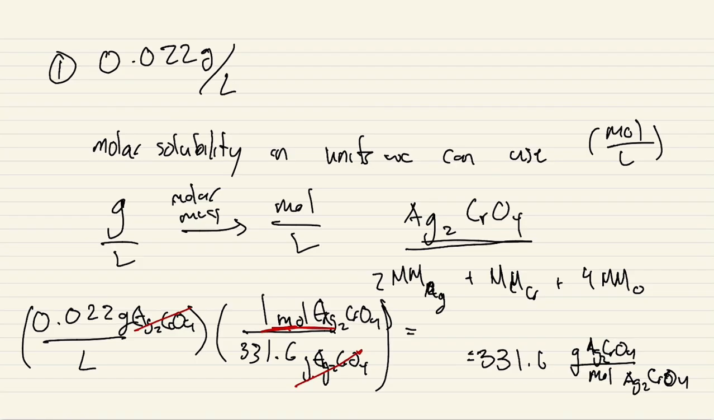It should be some small number, like 6.6 times 10 to the negative 5 molarity, right? So this is our molar solubility. We need to relate this to Ksp. Ksp says at equilibrium, this is the concentration of whatever the solid is in solution.